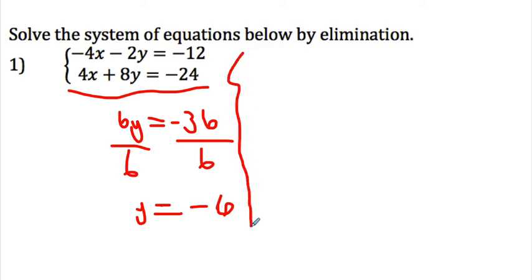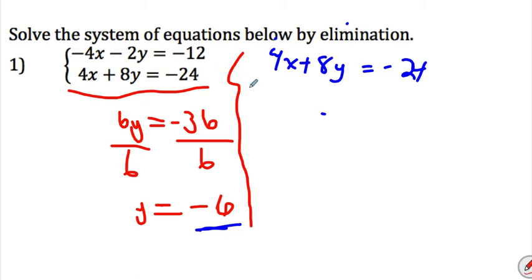So now, what we're going to do is take one of these equations. It does not matter which one. Take your pick. I like the bottom one, so I'm going to take 4x plus 8y equals negative 24. And I'm going to now take the negative 6 down here, and I'm going to plug that in here for y.